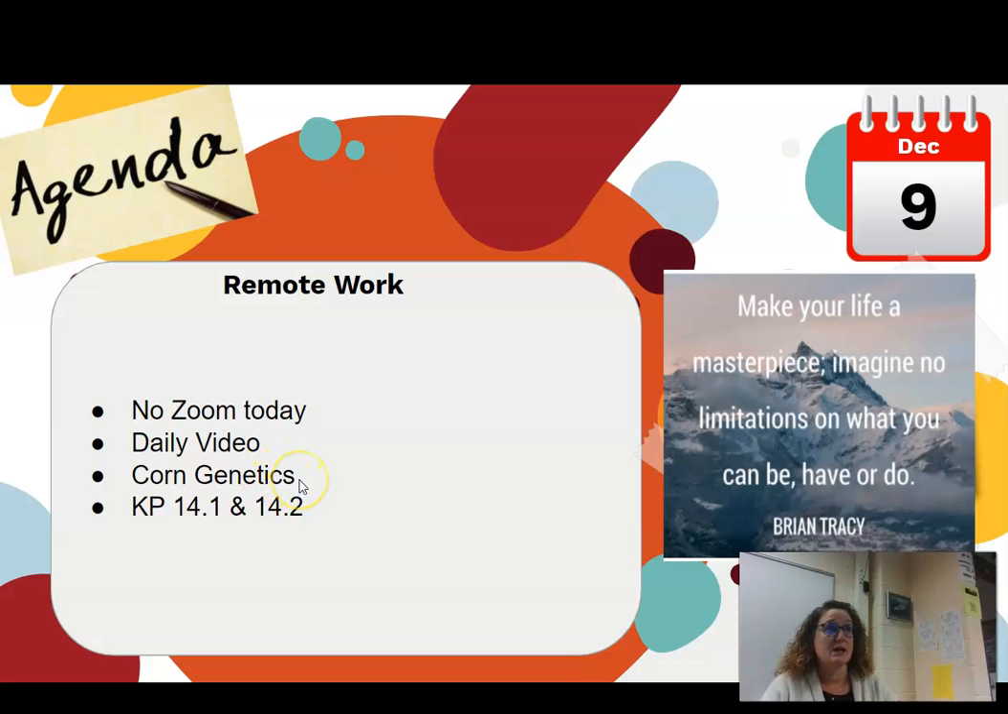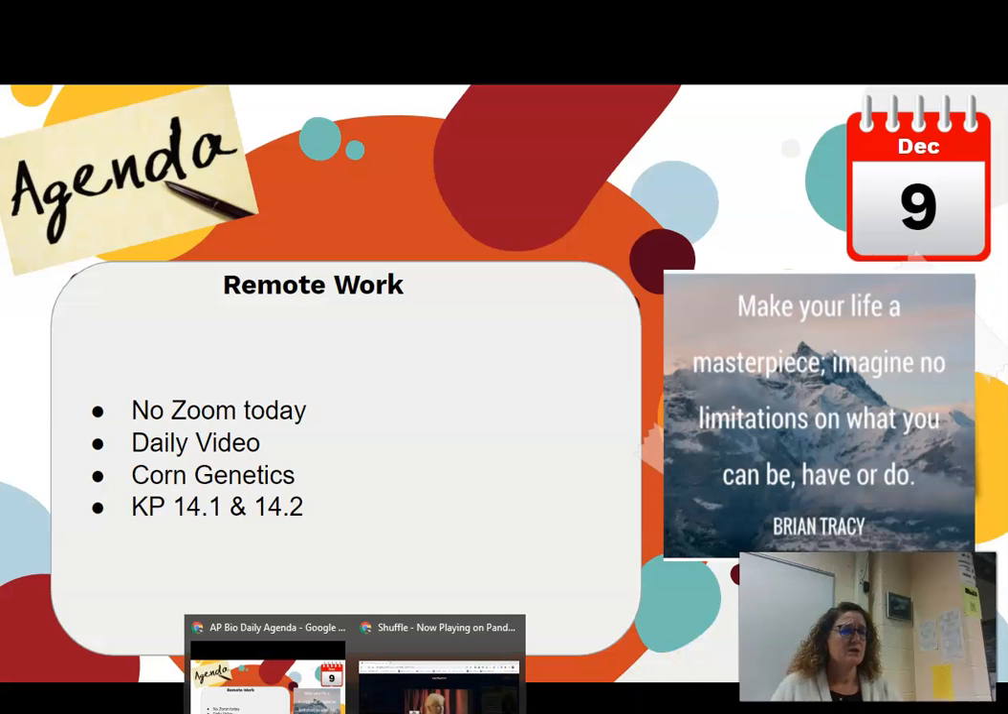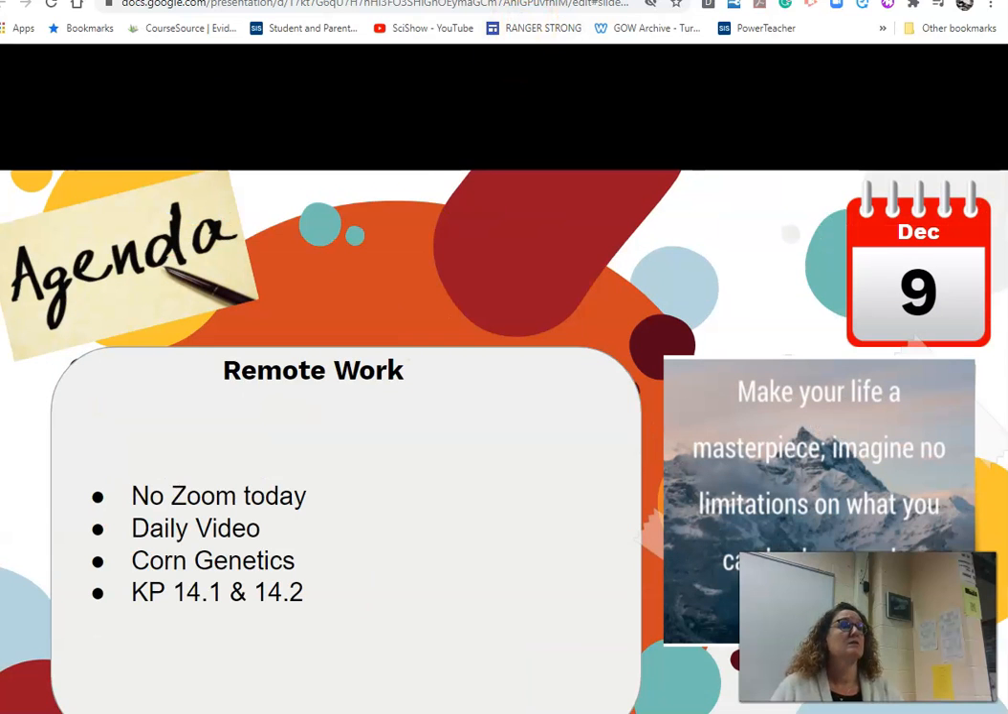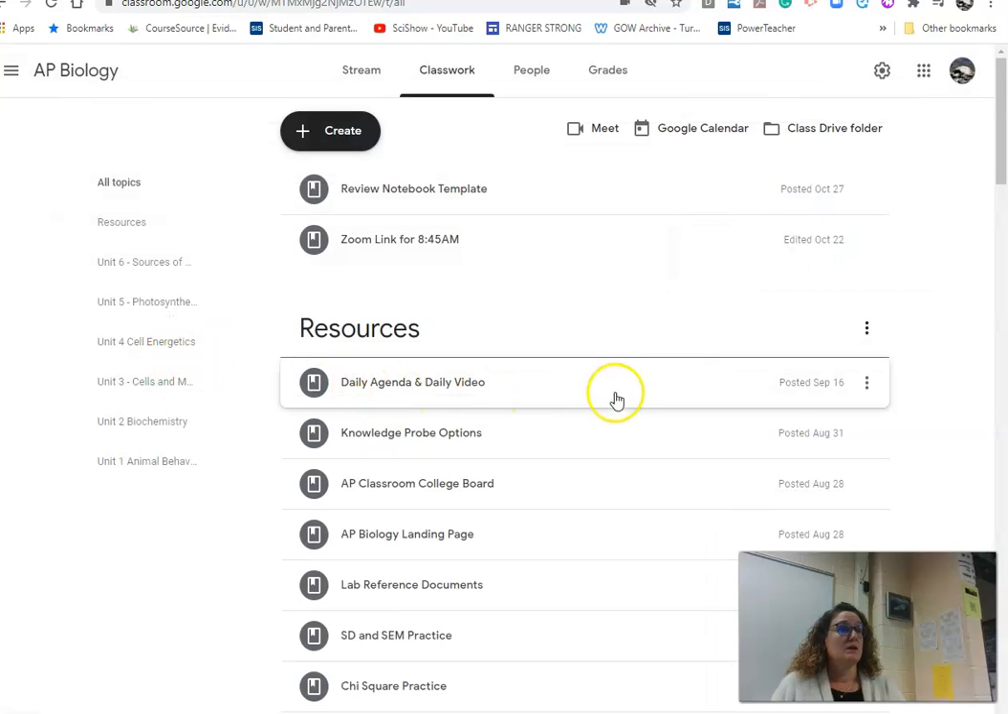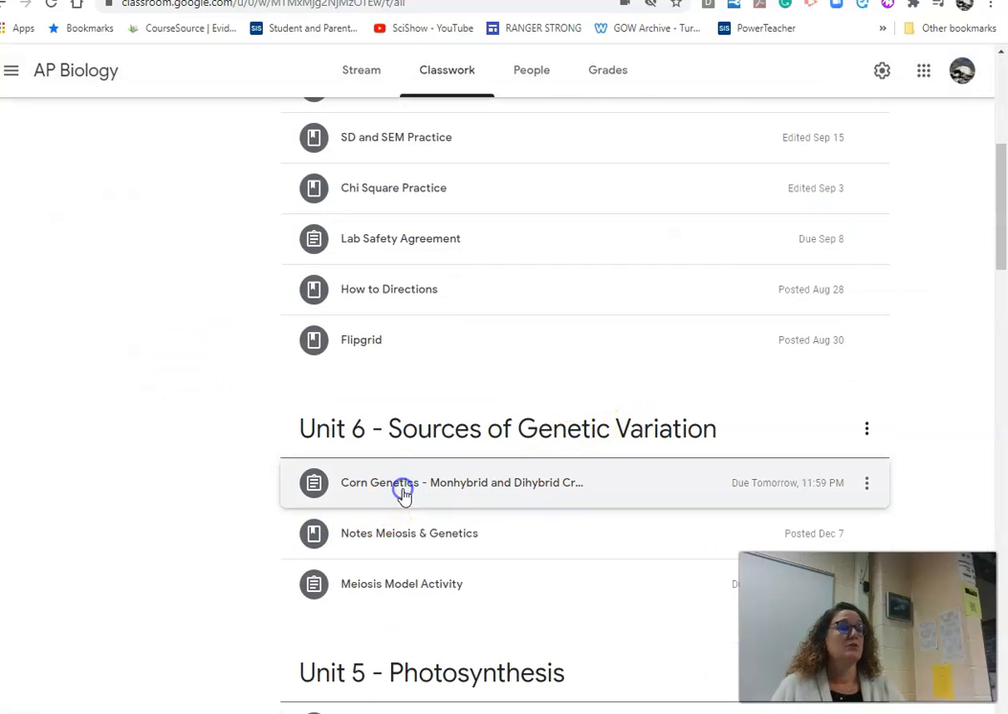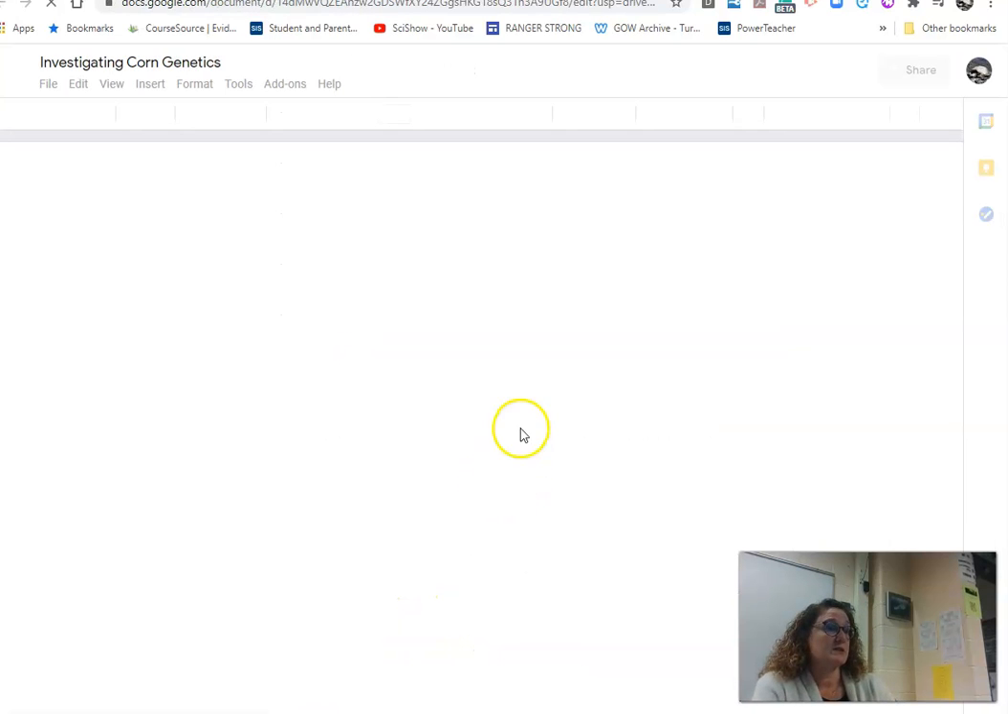So you might decide to look at a couple of those versus just reading the book, because those worksheets are helpful in terms of trying and doing genetics. But the corn genetics is going to walk you through both monohybrid and dihybrid crosses. So it's going to look like this. And you will do some chi-square analysis. So you guys could practice that a little bit.